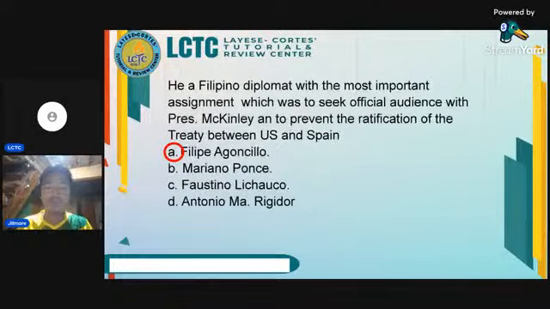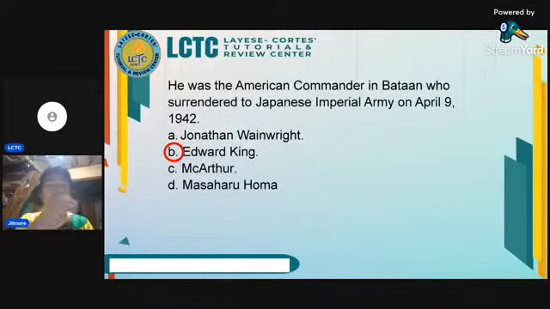Okay, let's review. American commander in Bataan, Edward King. Corregidor, Jonathan Wainwright. First head of the first Philippine Commission, Dr. Jacob Sherman. Head of the second Philippine Commission, William Howard Taft. First civil governor of the Philippines, William Howard Taft. Established a judicial system of the country, the Taft Commission. The three military governors of the Philippines: Wesley Merritt, Elwell Otis, and the last, MacArthur.